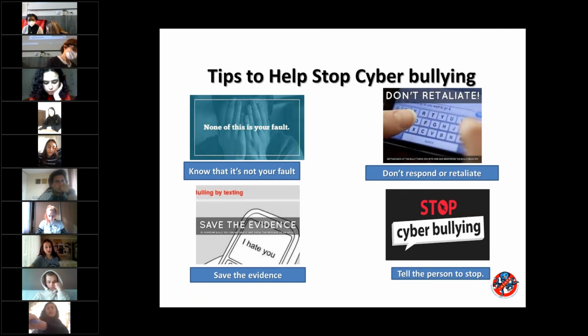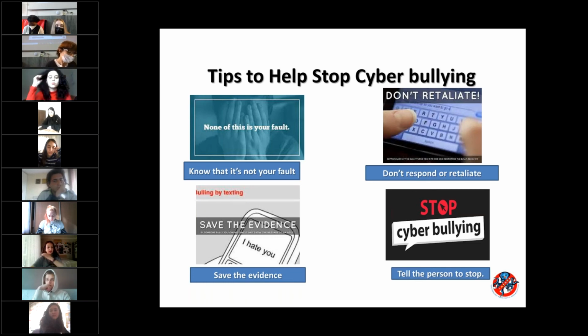Don't respond or retaliate. Sometimes a reaction is exactly what aggressors are looking for, because they think it gives them power over you. And you don't want to empower a bully. Save the evidence. The only good news about bullying online or on phones is that it can usually be captured, saved, and shown to someone who can help. You can save that evidence in case things get worse.